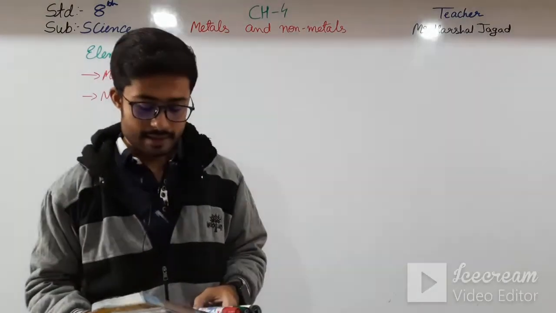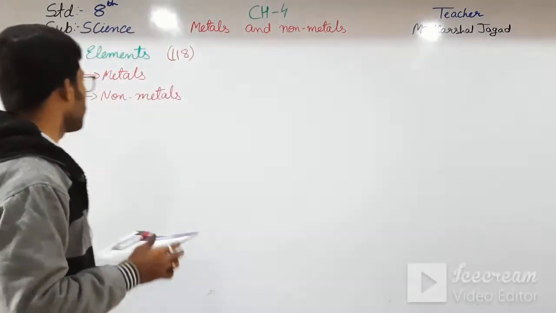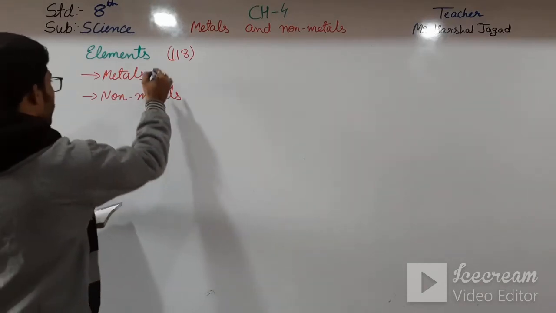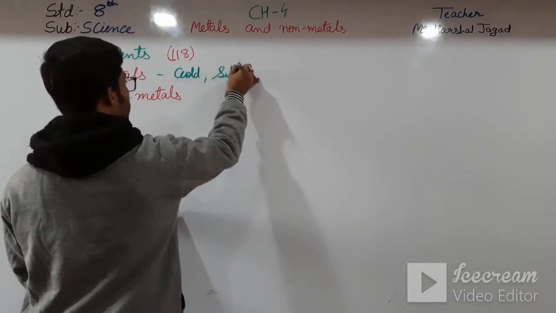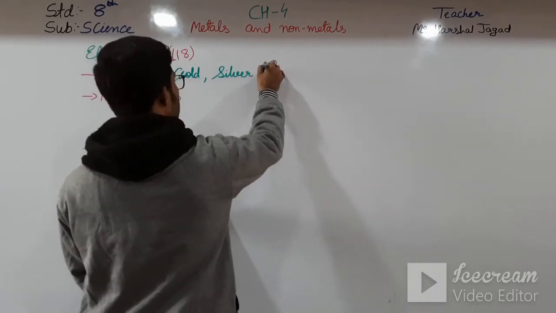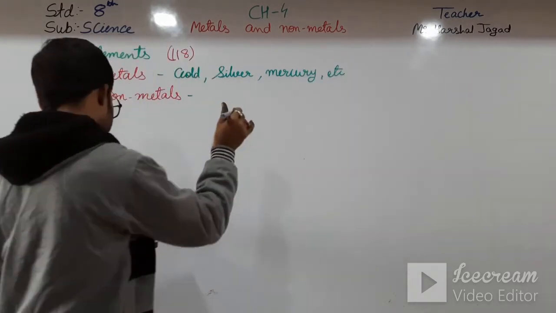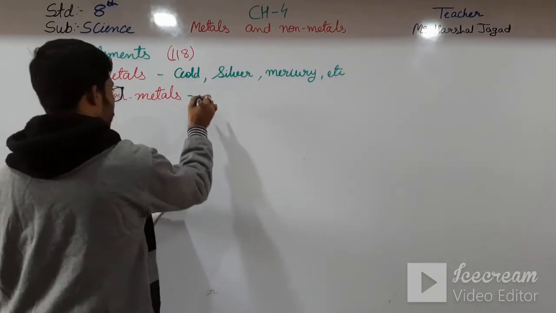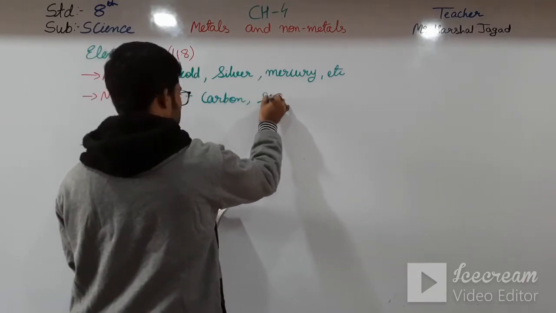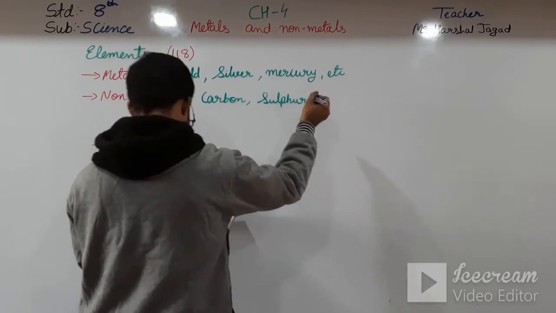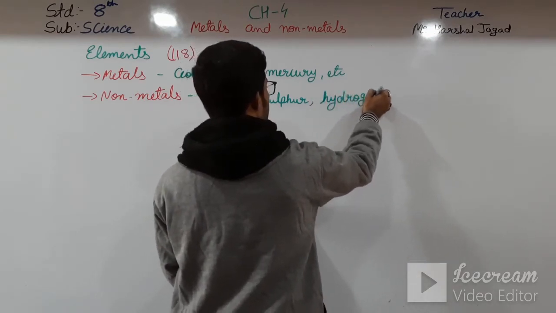Elements can be classified into two broad categories: metals and non-metals. First, metals. I am writing the examples: gold, silver, mercury, etc. are metals. Non-metals can be, say, carbon, sulfur, hydrogen, etc.